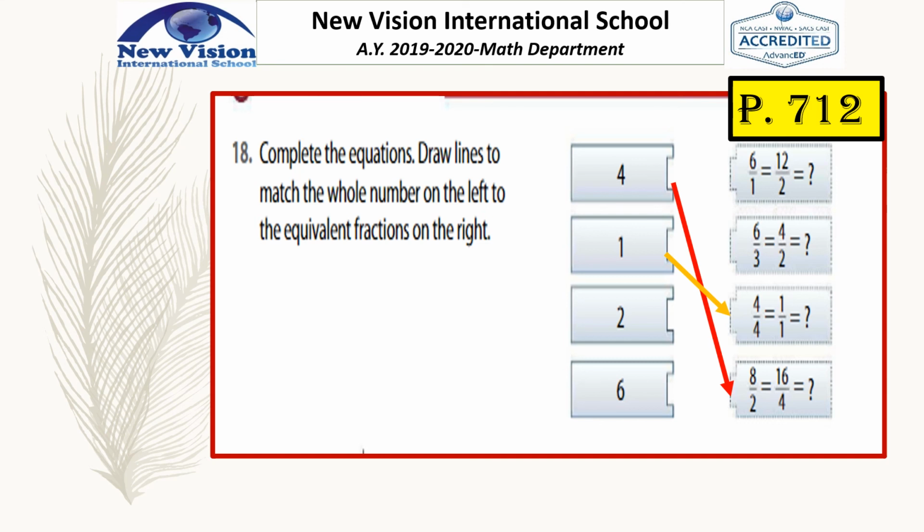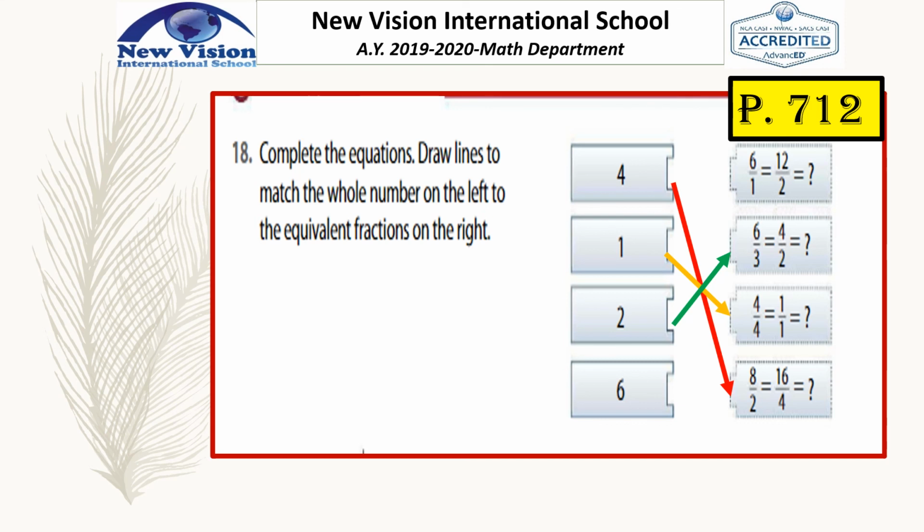Next, we have here the whole number 2. Which are the equivalent fractions? Okay, the correct answer is, there you go. If you divide 6 by 3, we will get 2. And then 4 divided by 2 is equal to 2. Thus, the correct answer is 2 for the whole number.